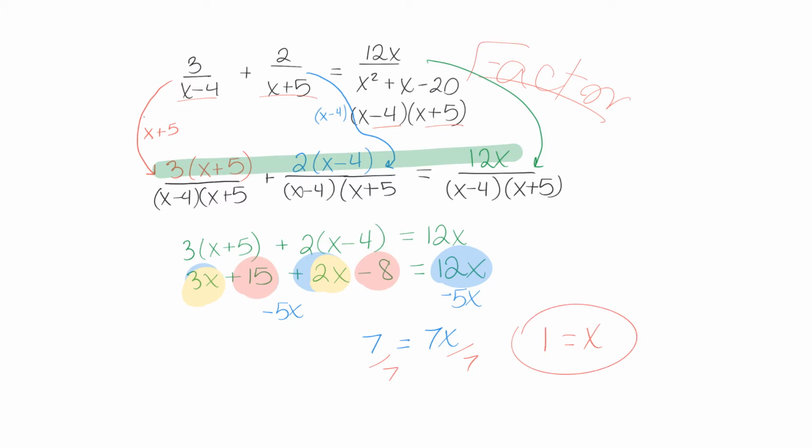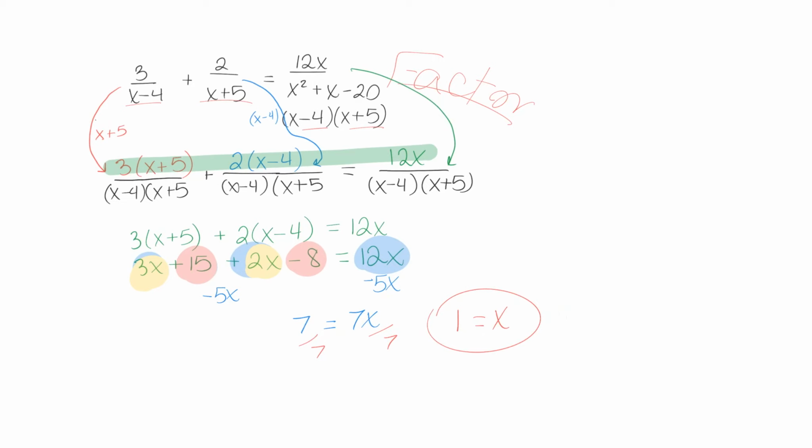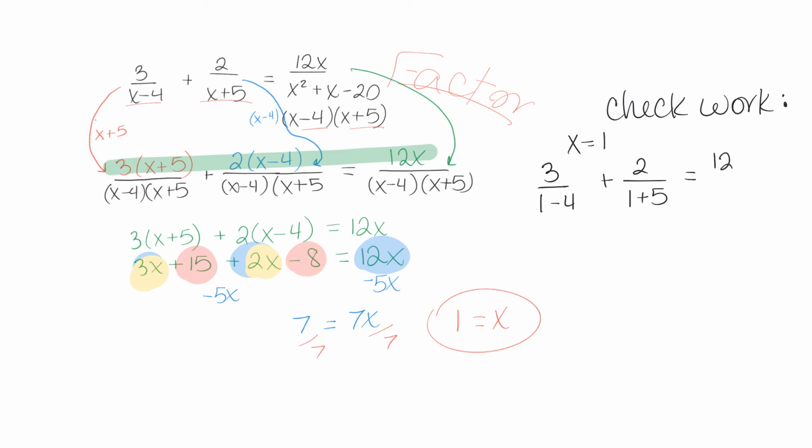At the end of all these problems, you can take this number you found and plug it back in. Plug that 1 into all these x's, and you should get an even solution. In fact, should we do that real quick? If I go back in, I'm going to check my work. And I'm going to plug in x equals 1 to all of this. And I'm going to get 3 over 1 minus 4 plus 2 over 1 plus 5 equals 12 times 1 over 1 squared plus 1 minus 20.